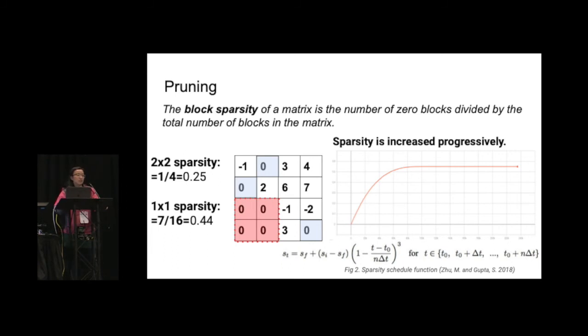We start with pruning. Sparsification is one of the commonly talked about techniques in this conference. We use block sparsity, and it measures the number of 0 blocks divided by the total number of blocks in the matrix. So an example here shows that 2 times 2 block sparsity is 25%, whereas 1 times 1 random sparsity is a little higher.